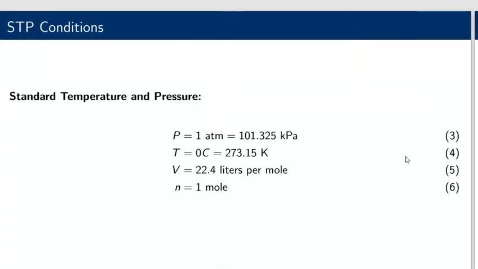Now at STP condition, meaning standard temperature and pressure, P is equal to 1 atm, which is 101.325 kilopascal. Temperature is 0 degree centigrade, and if I convert centigrade to Kelvin, that will be 273.15 Kelvin. Now the volume at STP: any gas will occupy 22.4 liter per mole. So here n is equal to 1 mole.